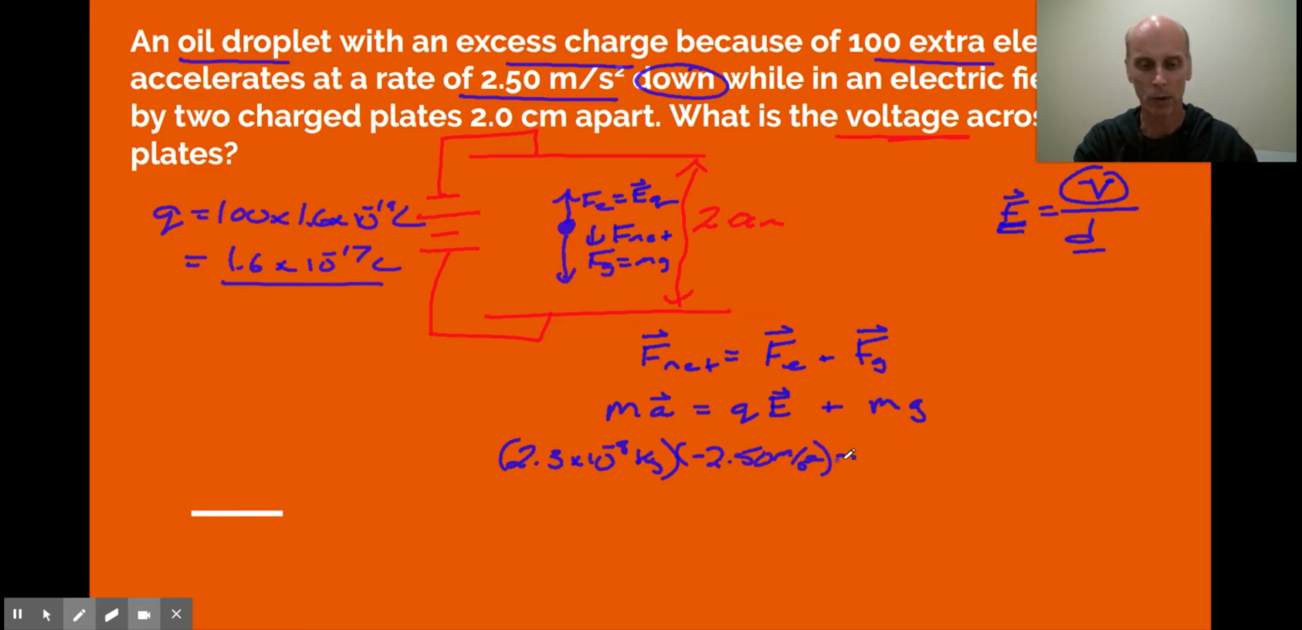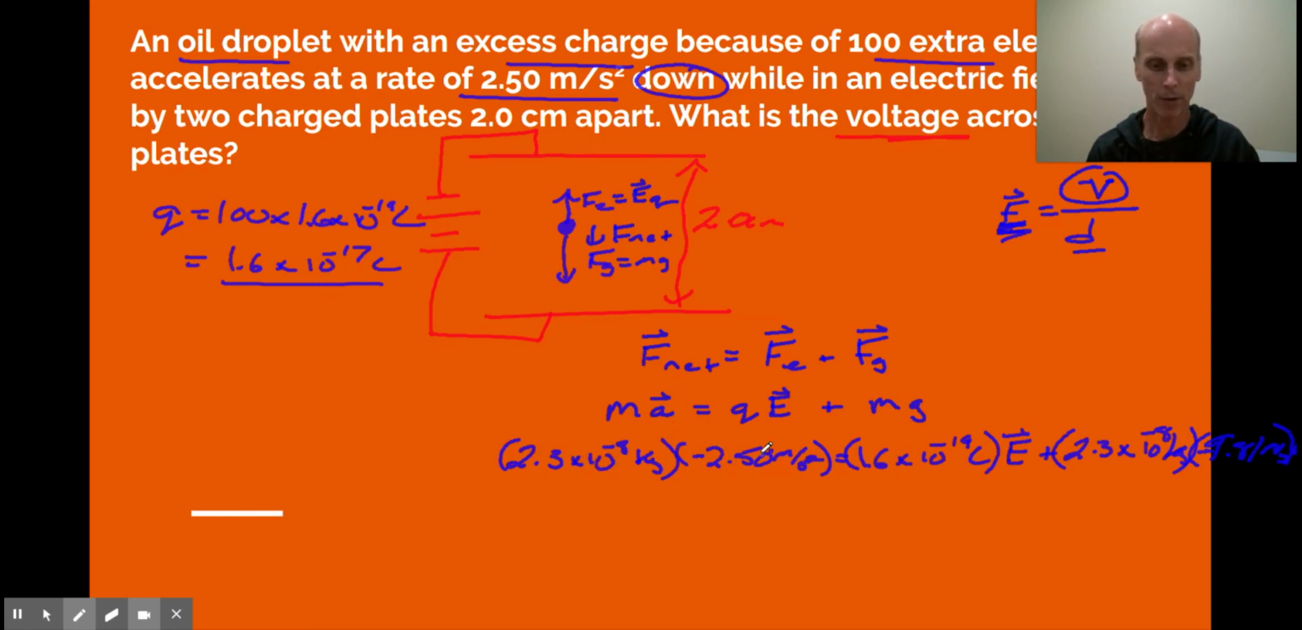is equal to the charge, 1.6 times 10 to the minus 19 coulombs, multiplied by the electric field. I am looking for that so I can get my voltage, plus the mass, 2.3 times 10 to the minus 8 kilograms, multiplied by g, which is 9.81 meters per second squared, and that is down. So I will end up with a negative value for my net force, a positive value for my electric force, and a negative value for my gravitational force, so everything should work out.